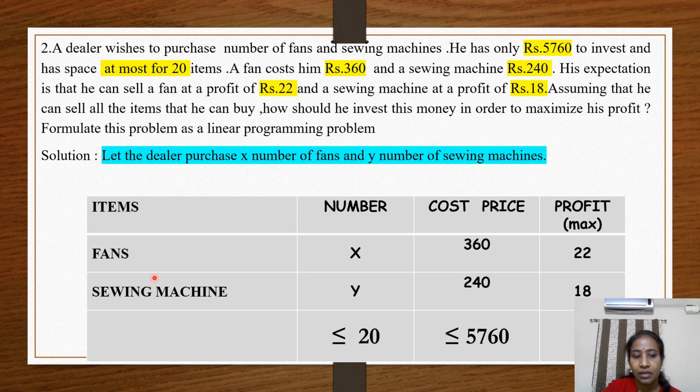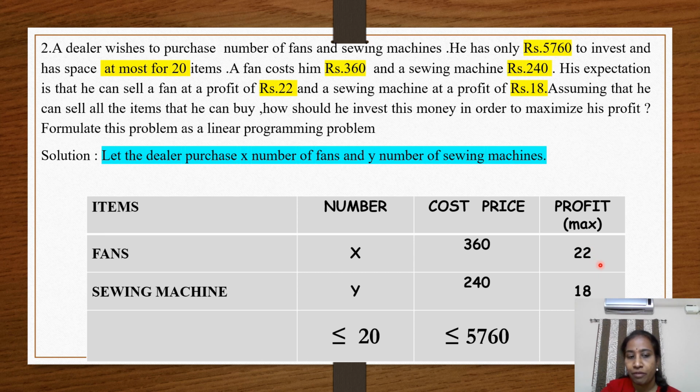The number of fans, I am going to assume it to be X. The number of sewing machines, I am going to assume it to be Y. So I write X and Y here. The cost price of each fan is 360. The cost price of each sewing machine is 240. So I write 360 and 240 rupees here. The maximum profit is going to be here.